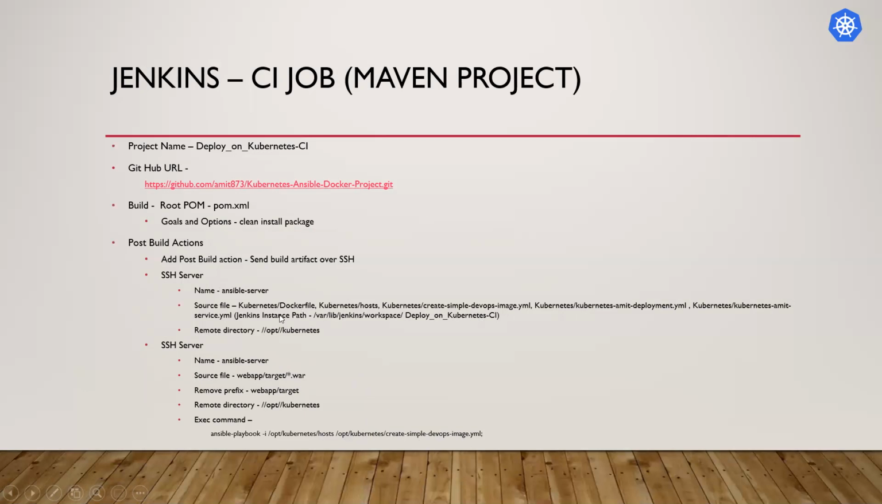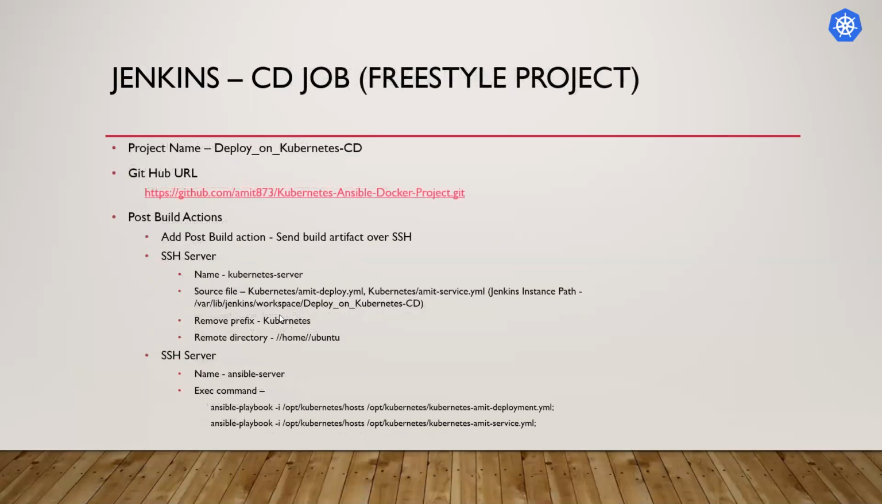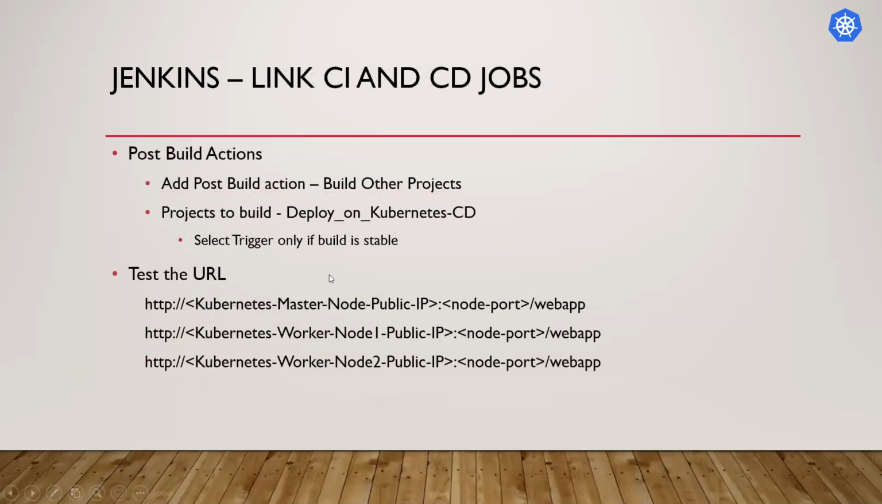In the second step, we will create the CD job. The CD job will take the files from GitHub and deploy them in the Kubernetes cluster. That is the deployment and services. We can also deploy the files directly from here, right? I will show you all those things in the demo. After that, we will link the CI and CD jobs using the post-build action. We will call the CD job upon completion of the CI job.